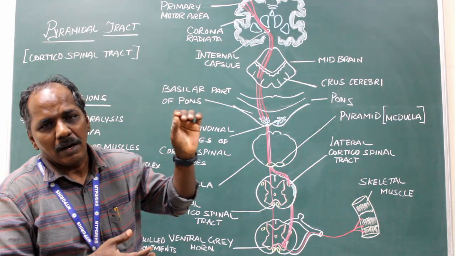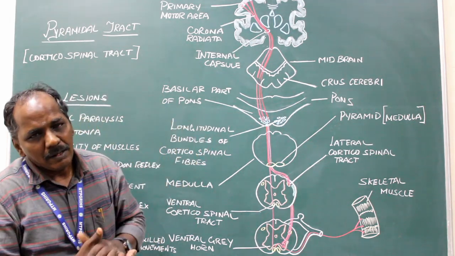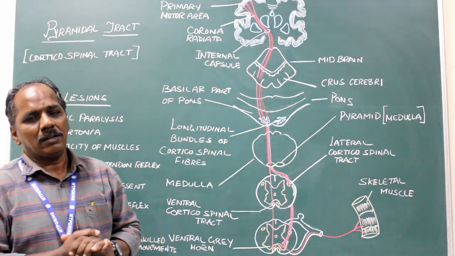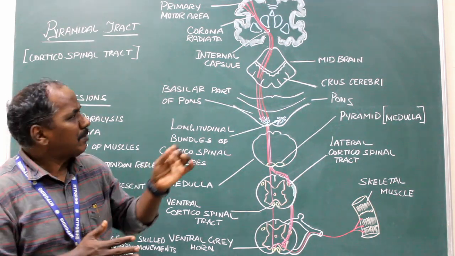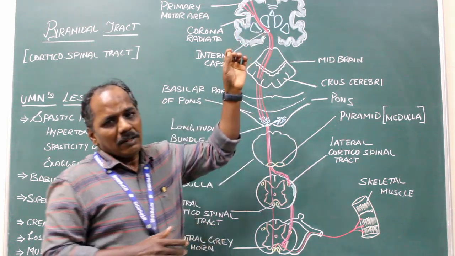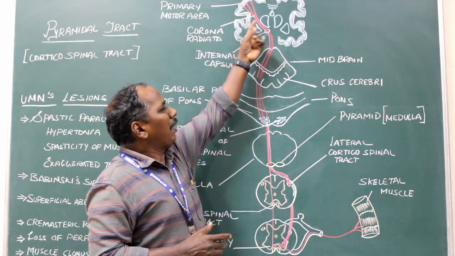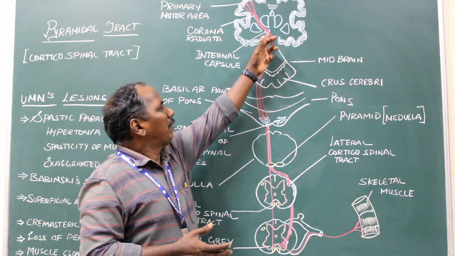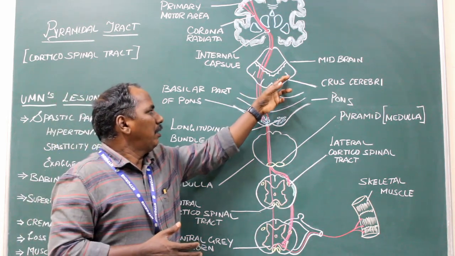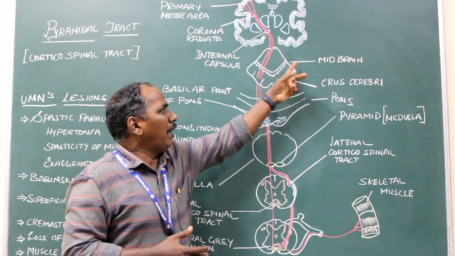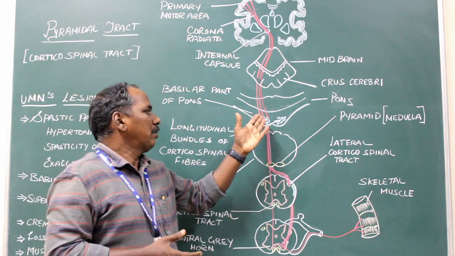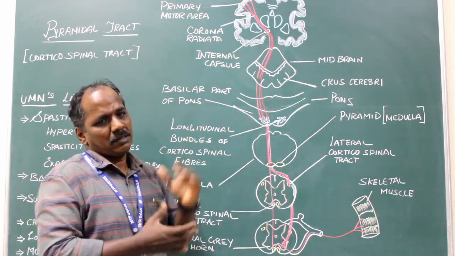So the fibers of the corticospinal tract arise from the pyramidal cells lying in the motor area of the cerebral cortex. These fibers converge and descend through the corona radiata, posterior limb of internal capsule, 3/5 of the crus cerebri of the midbrain, and basilar part of the pons.